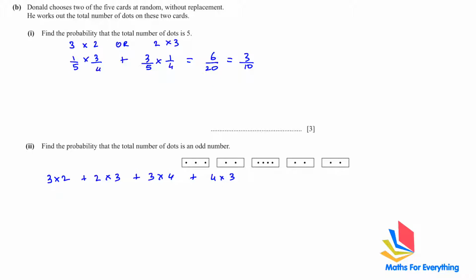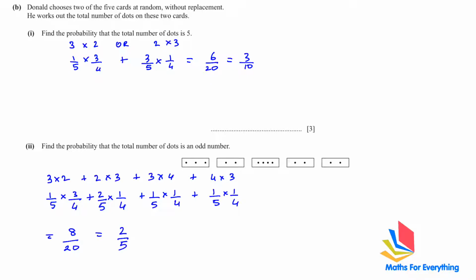The probability of 3 is 1 over 5. And how many cards are having 2 dots? 3. Remember, it's without replacement. So the total for the second card will change. It will be 4. And here 2 out of 5 multiplied by 1 over 4, plus 1 over 5 multiplied by 1 over 4. The card having 4 is only 1. This whole thing will give you 8 over 20, which you simplify to 2 over 5.